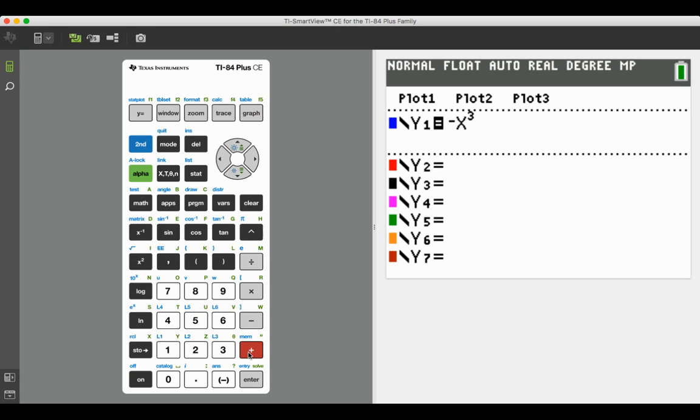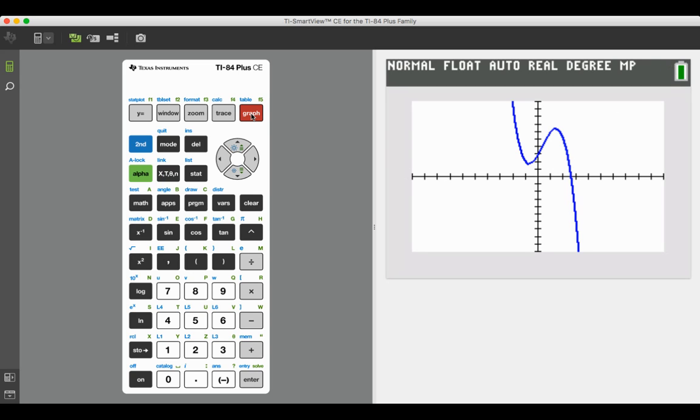Scroll over, plus x squared. Here's a squared button if you don't want to use a caret key. Some people just use the caret key for any exponent, and that's fine. Plus 3x plus 3. And then hit graph again, and then you know what your graph looks like.